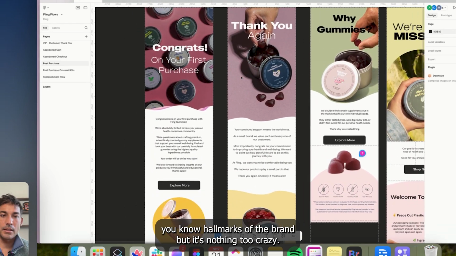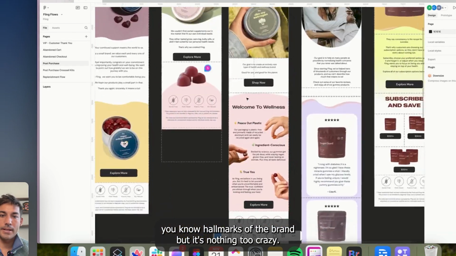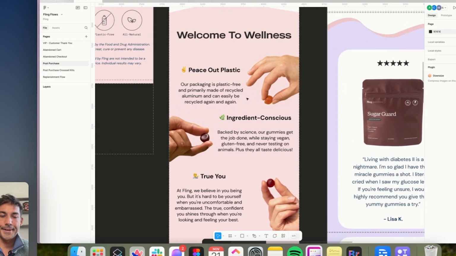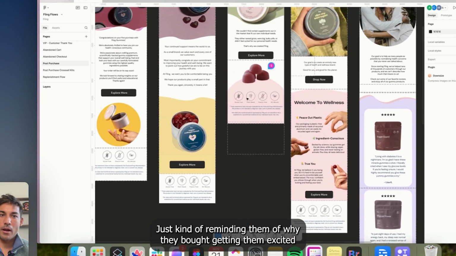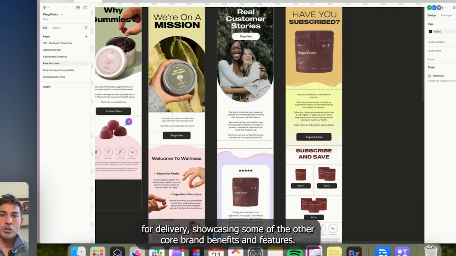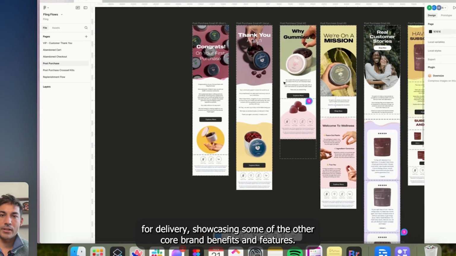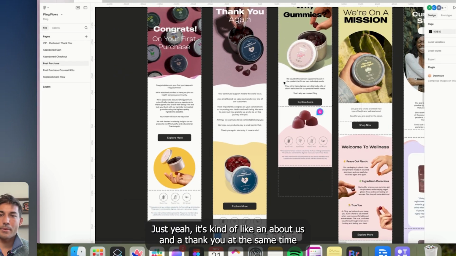Some design hallmarks of the brand, but it's nothing too crazy. Just kind of reminding them of why they bought, getting them excited for delivery, showcasing some of the other core brand benefits and features. It's kind of like an about us and a thank you at the same time.